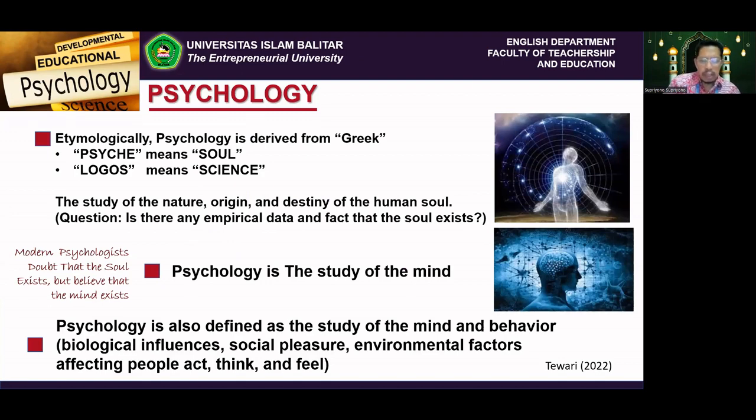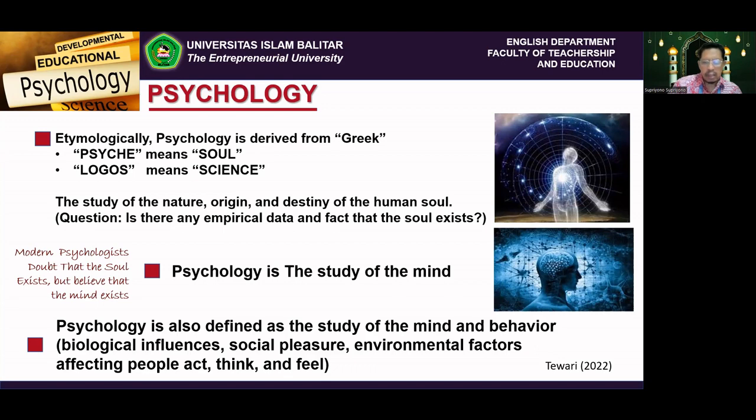Well, as we discussed last week, etymologically psychology is derived from the Greek words psyche and logos, which mean soul and science. So shortly, psychology is the study of the nature, origin, and destiny of the human soul. The question is, is there any empirical data that the soul exists? So there is another definition: psychology is the study of the mind. And psychology is also defined as the study of the mind and behavior.